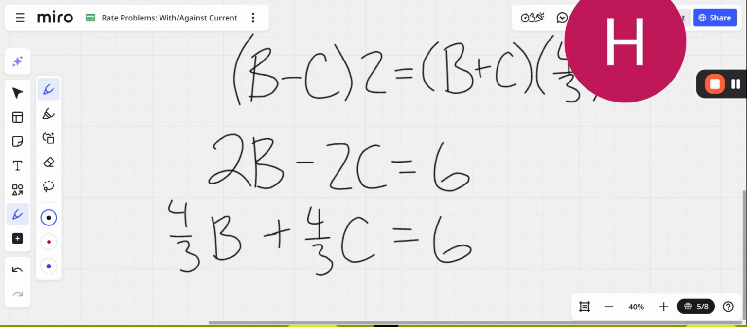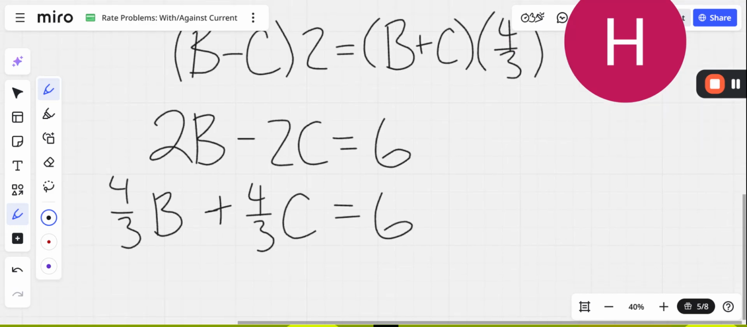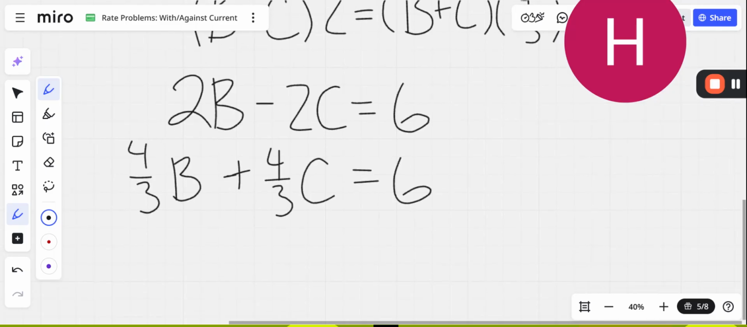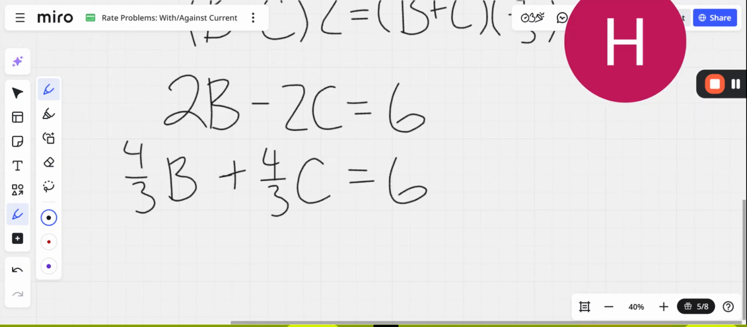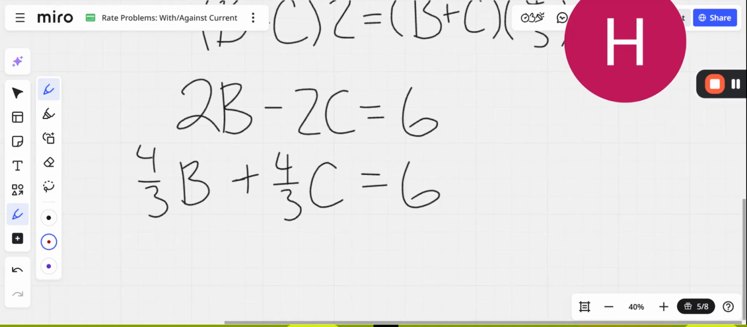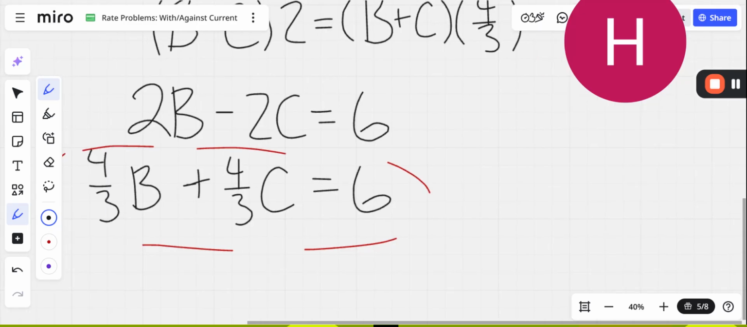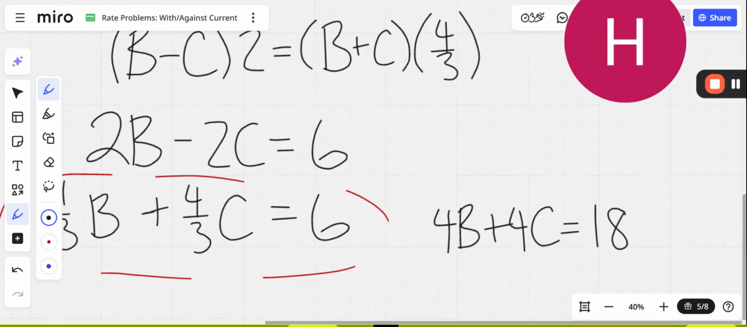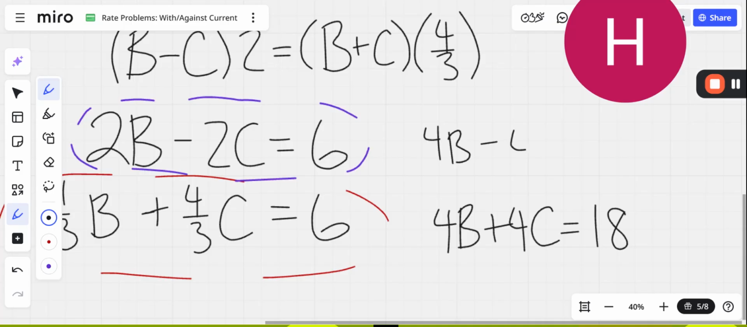Once we've represented this as a system of equations, I think it's very clear how to proceed from here. We really just want to provide some kind of coefficients that will cause elimination. You could also do substitution here, but I think it's a little easier to do elimination, and it's also good practice. So let's take this equation, and let's just multiply everything by 3. So we get 4b plus 4c equals 18. That's kind of nice to work with. And then if we multiply this top equation simply by 2, we get 4b minus 4c equals 12.